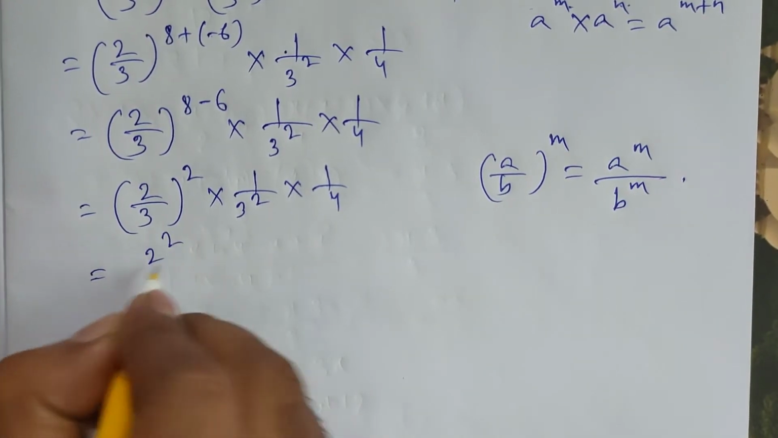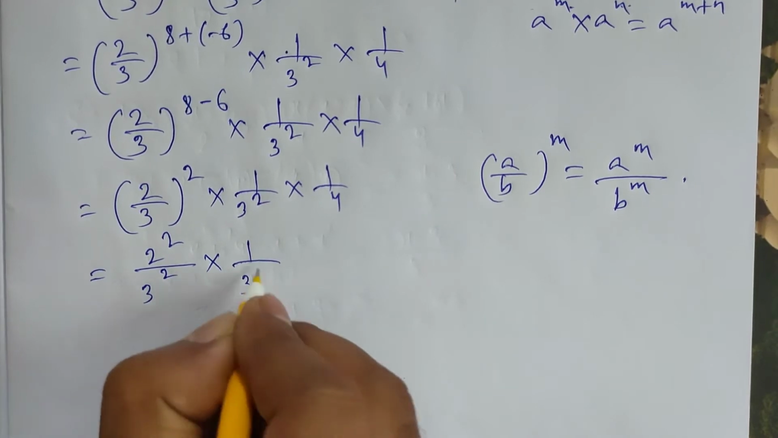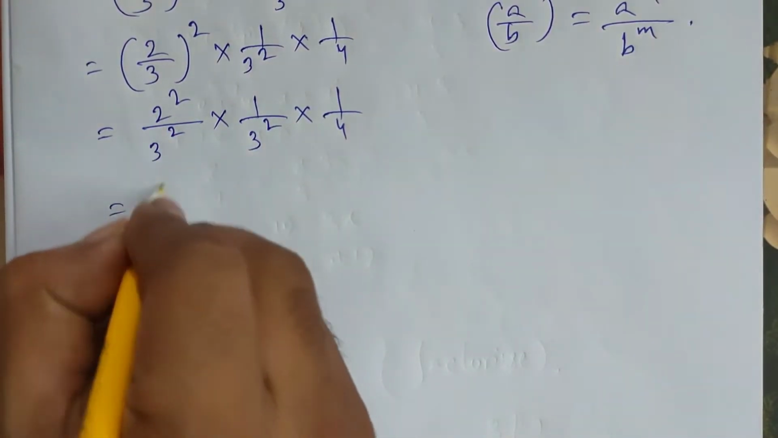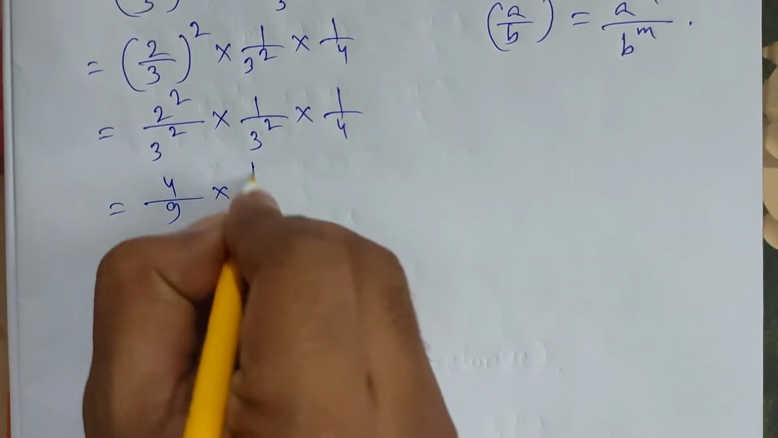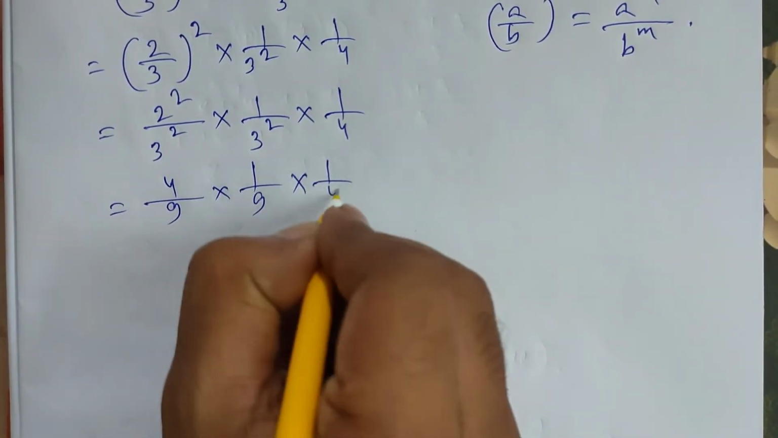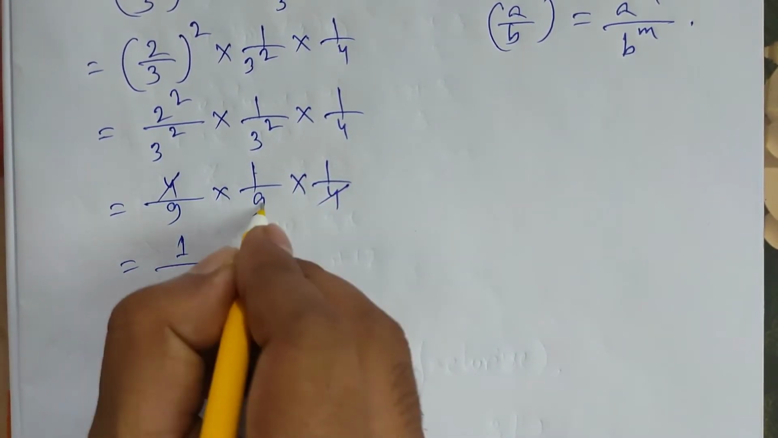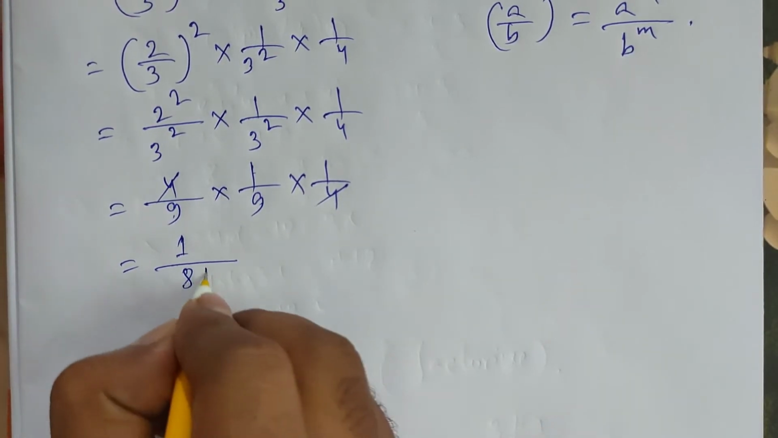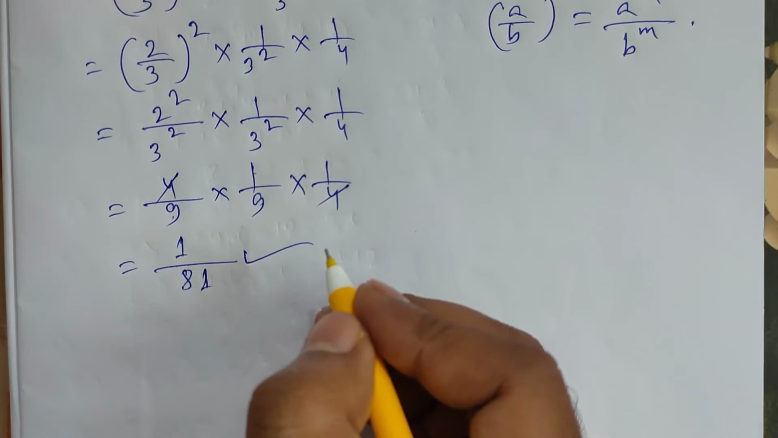Similarly 2 square by 3 square, and 1 by 3 square, multiply 1 by 4. Then 2 square means 4, 3 square means 3 multiply 3, that means 9, and 1 by 4 means 1 multiply 1, that means 1, 9 multiply 9, 81. So 1 by 81 is the answer of this problem.